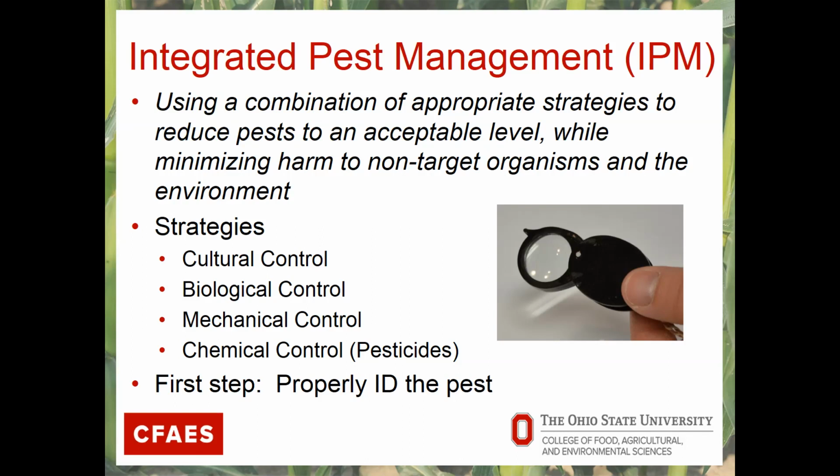Biological control involves using a natural predator to control pests. Mechanical or physical control uses devices or physical barriers to manage or exclude pests. Examples are cultivation for weeds, crop traps, and screens. Chemical control, or the use of pesticides and herbicides, should be used in combination with these other tactics. The first step, as we talked about in the beginning of this presentation for IPM, is to always properly identify the pest.